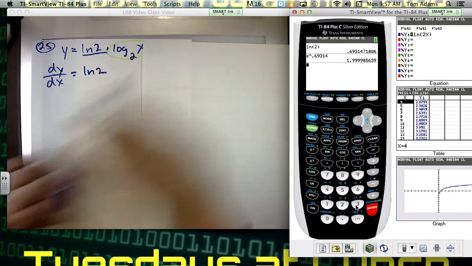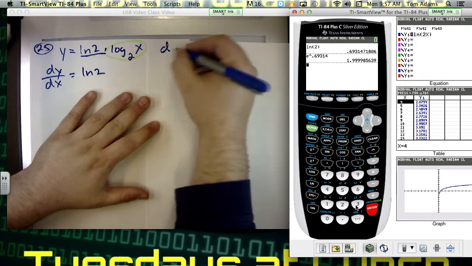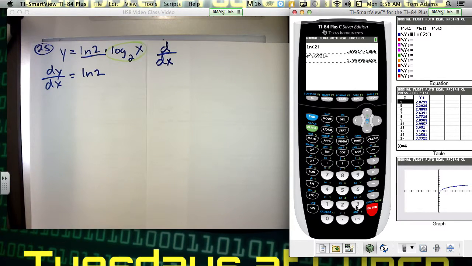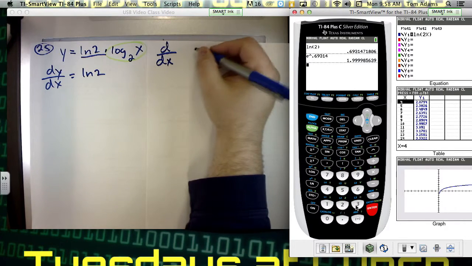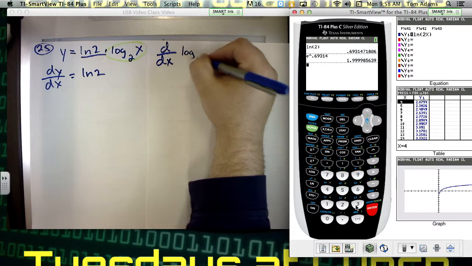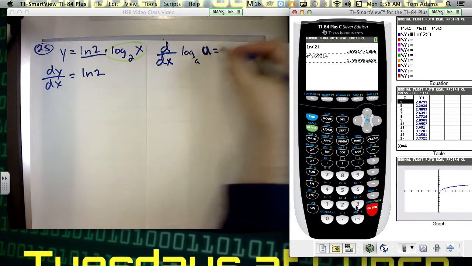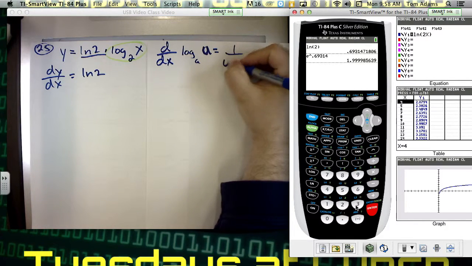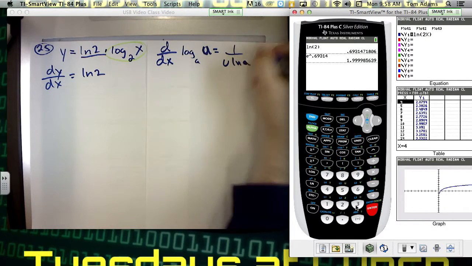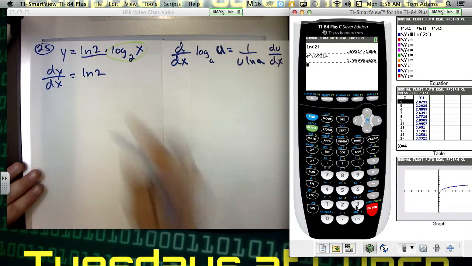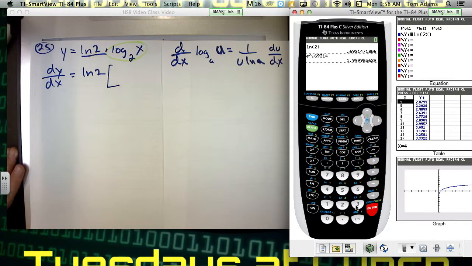Whenever I want to take the derivative of, and I believe that's on page 175, log base a of u, the derivative of that is 1 over u times the natural log of the base, which is a, and then you tack on the derivative du dx. So I'm just going to plug and chug that into here.